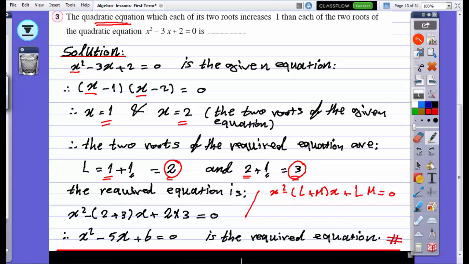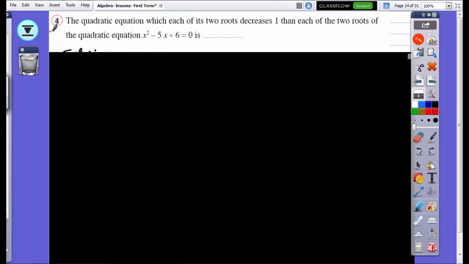simplifying the left hand side. We have x squared minus 2 plus 3, it is negative 5x. 2 multiplied by 3 equals 6. So x squared minus 5x plus 6 equals 0 is the required equation. And now we go to question number 4.